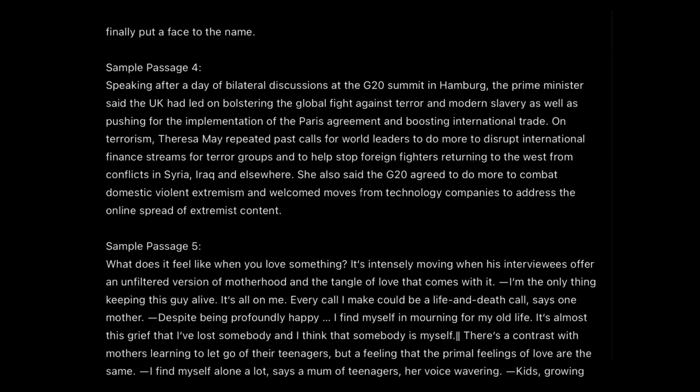Now, coming to the other passage, guys, can you identify some important terms from this passage? So, here we see that G20 summit. G20 summit is related to political affair or current affairs? Yes, it is. Similarly, if I talk about global fight, it is again a political issue. Boosting international trade, political relation. Terrorism, okay. Terrorism is again a political issue. Then we have disrupt international finance streams, foreign fighters, conflicts. Okay, G20 agreed, violent extremism.